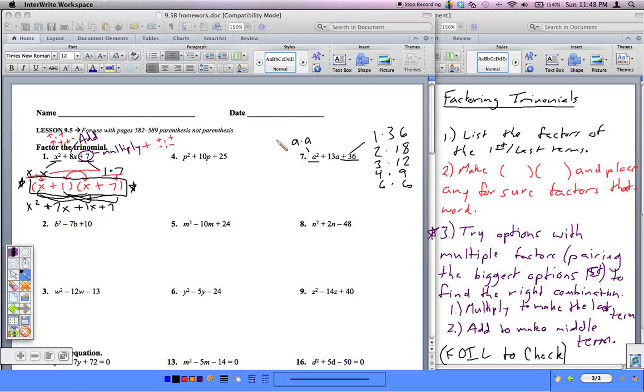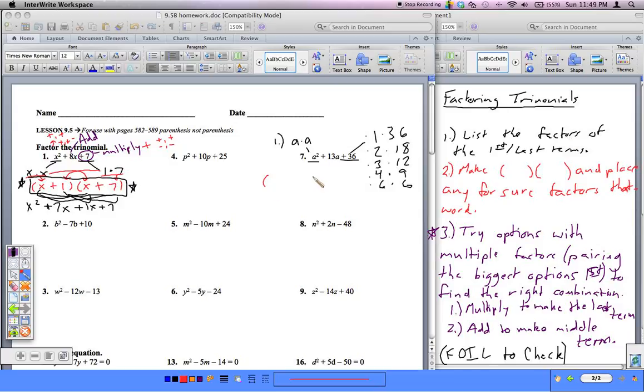So we can see that there's only one option here, but over here we have 1, 2, 3, 4, 5 options. Okay? So we're going to have to do some juggling with that third step because we have multiple options. Okay? So we'll go into step 2 now that we've got our factors listed.